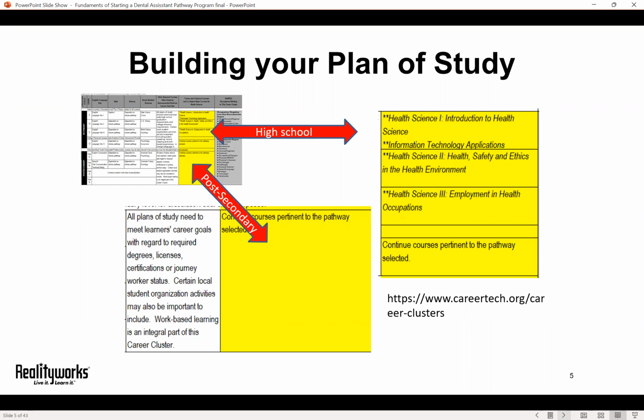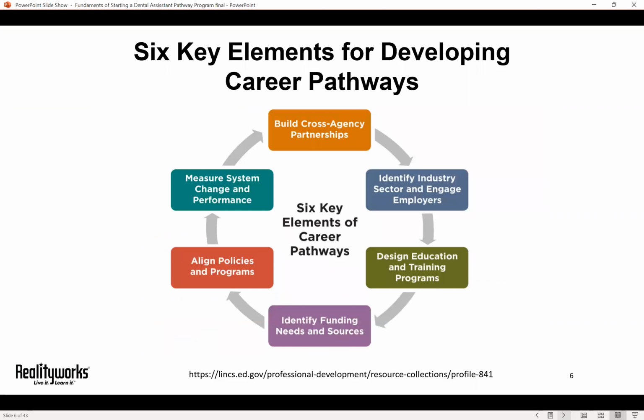But first, let's consider what really makes an effective dental assistant program. And here are the 6 key elements for developing career pathways. These elements are important to consider really for any pathway program that you're going to develop, including health science. So as we go forward with the rest of the webinar, we're going to revisit these 6 key elements, and we're going to consider how you could use them as a guide in the development of any health science career pathway, especially as you focus your sights on a dental assistant program.